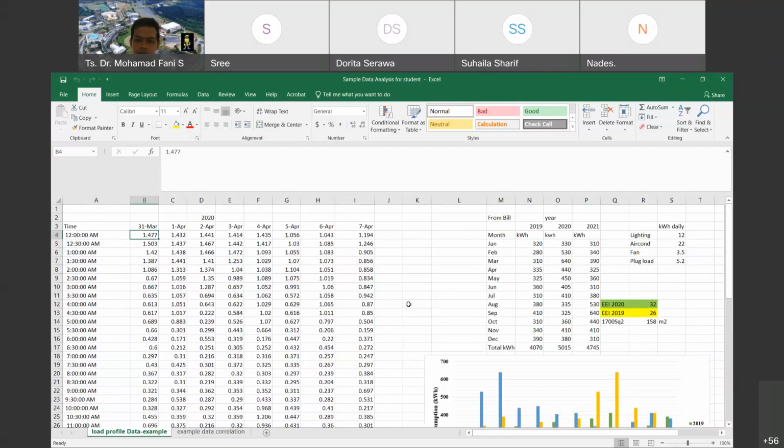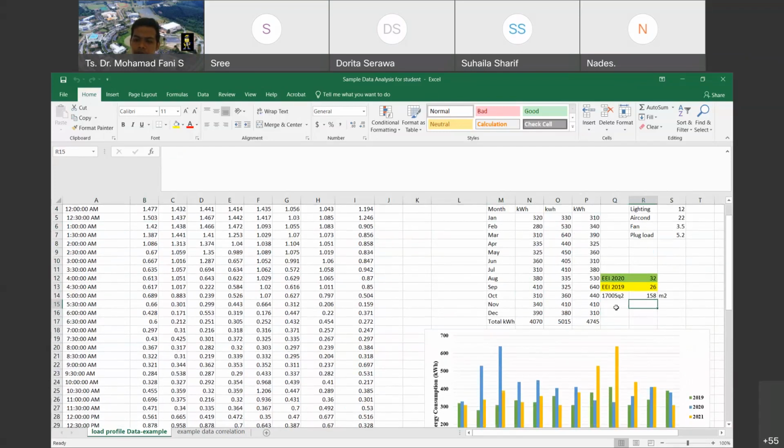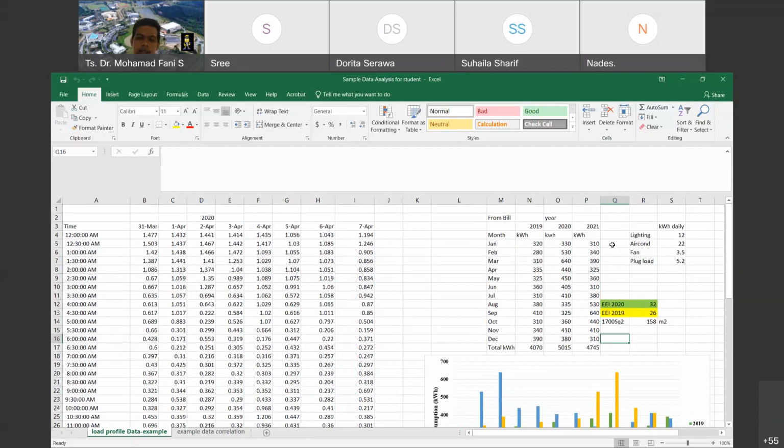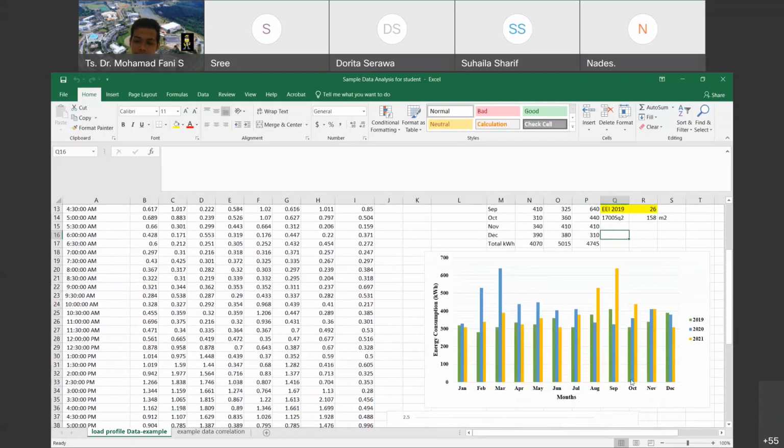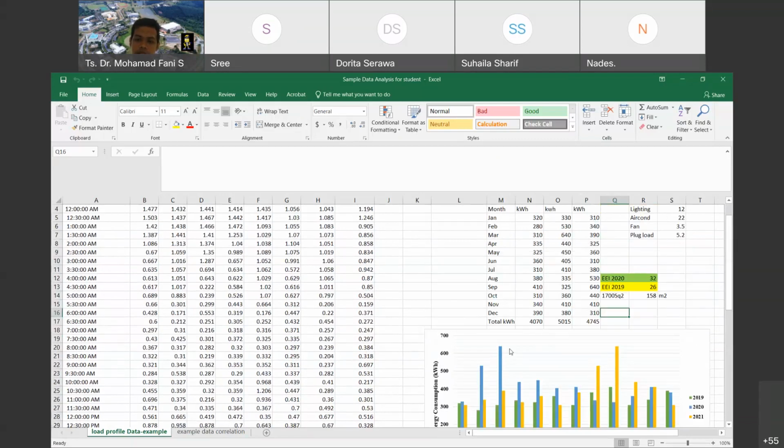Okay. The first one, you need to find the TNB bill for every month, January to December. If there are 3 years of TNB data available, that one is good for the energy audit report. If you can find 1 year, that is the minimum enough to do the baseline setting in order to calculate the performance of the ECM later on.